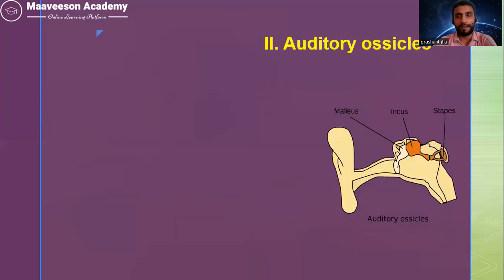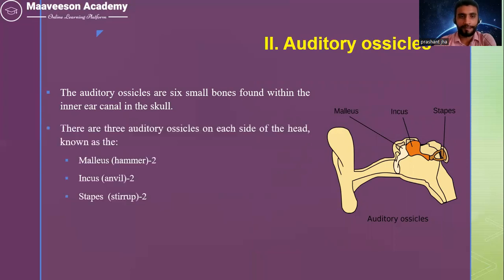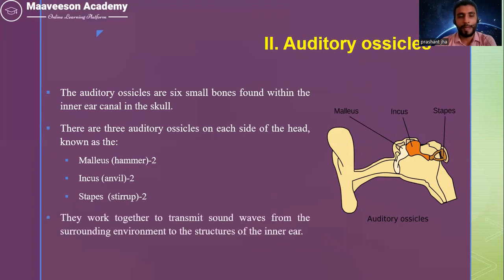Next are the auditory ossicles. The auditory ossicles are six small bones found within the inner ear canal in the skull. There are three auditory ossicles on each side of the head, known as the malleus, incus, and stapes, as you can see in this image, the structure of the malleus, incus, and stapes. They work together to transmit sound waves from the surrounding environment to the structures of the inner ear.